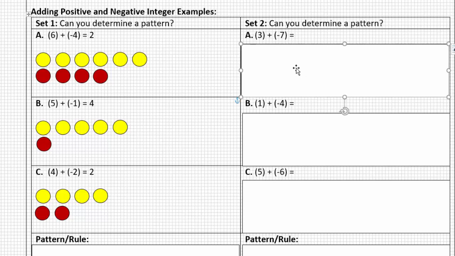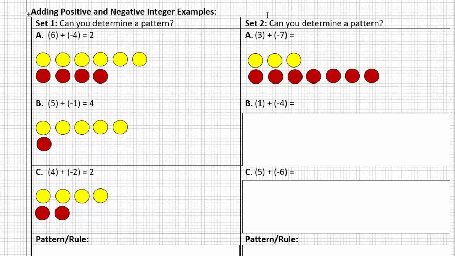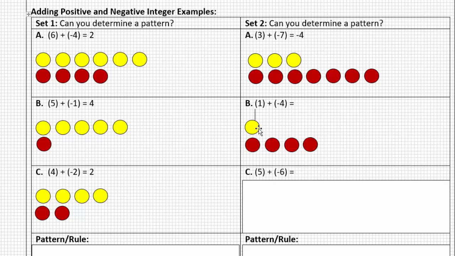Let's see how you did. For A, I'd expect 3 positive chips laid out with 7 negative chips, canceling out the 3 zero pairs, leaving us with negative 4. So 3 plus negative 7 is negative 4. For problem B, your diagram would have 1 positive chip and 4 negatives, canceling out the 1 zero pair, which leaves you with 3 negative chips. So the answer to 1 plus negative 4 is equal to negative 3.